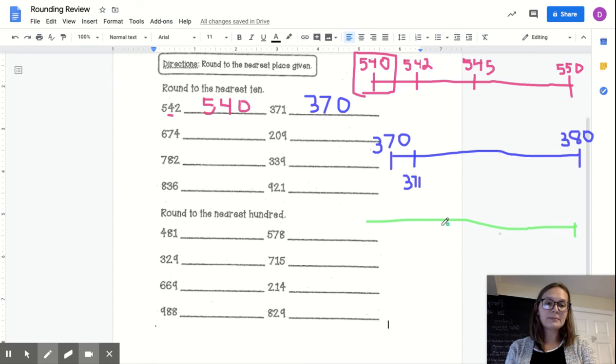We draw our line. Our first number here is 481, okay? But the directions are to round to the nearest 100. So the hundreds place is this guy right here. Just like in the tens, when we had to find the two tens that surround the number, we have to find the two hundreds that surround the number.